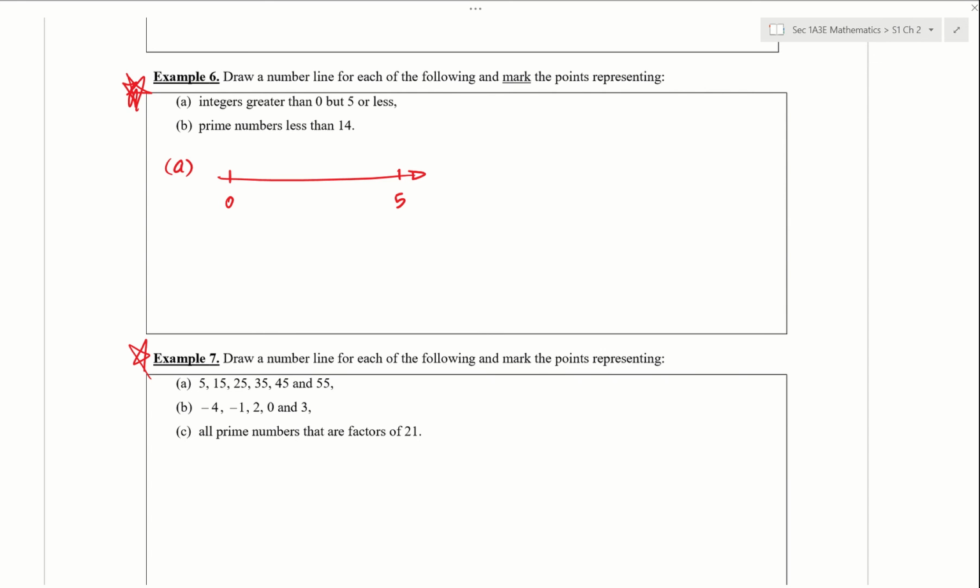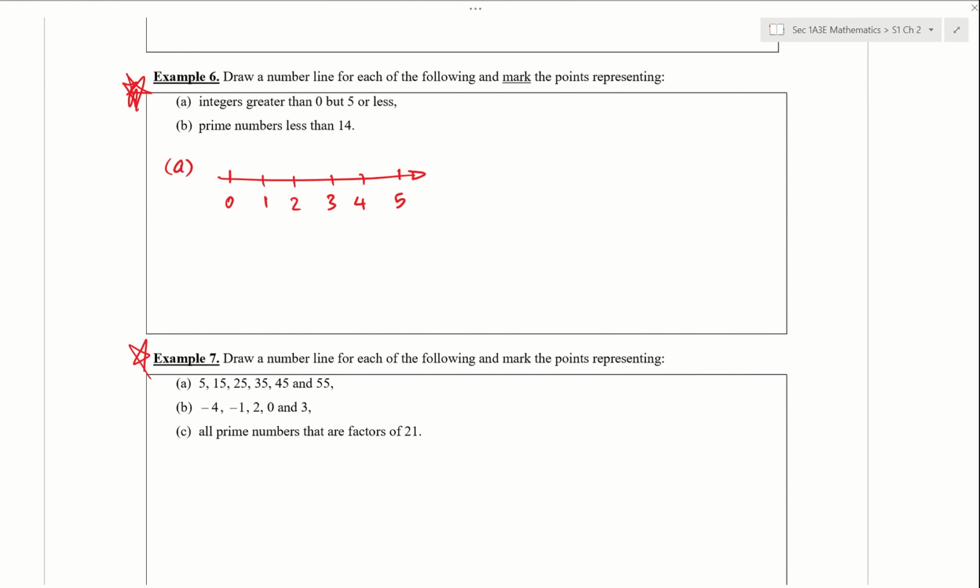So what is the best way? You can use a ruler. Every 2 cm represent 1 unit, for example. 1 cm represent 1 unit, for example. Okay? So 2, 3, 1, 2, 3, 4. This is my number line, but I have not indicated the integers that are greater than 0 but 5 or less yet.